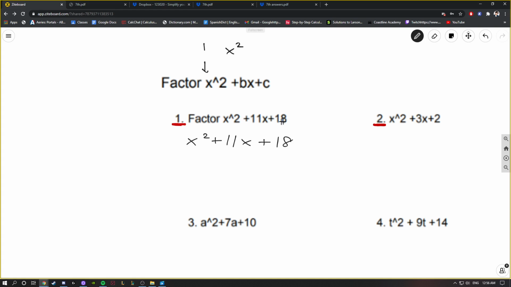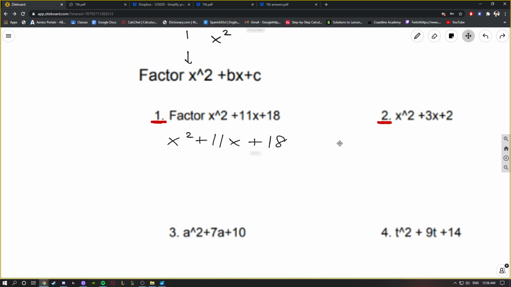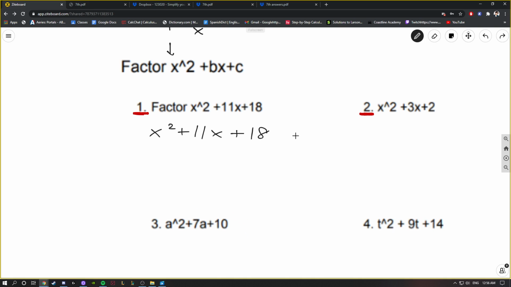And with factoring, we want to find two numbers that will multiply to equal 18, but then when we add those two numbers, they equal 11. So it's a little hard to understand verbally, so I'll try to do a demonstration. So, like I said, we're trying to find two numbers that multiply to equal 18. So we could list out all the factors of 18.